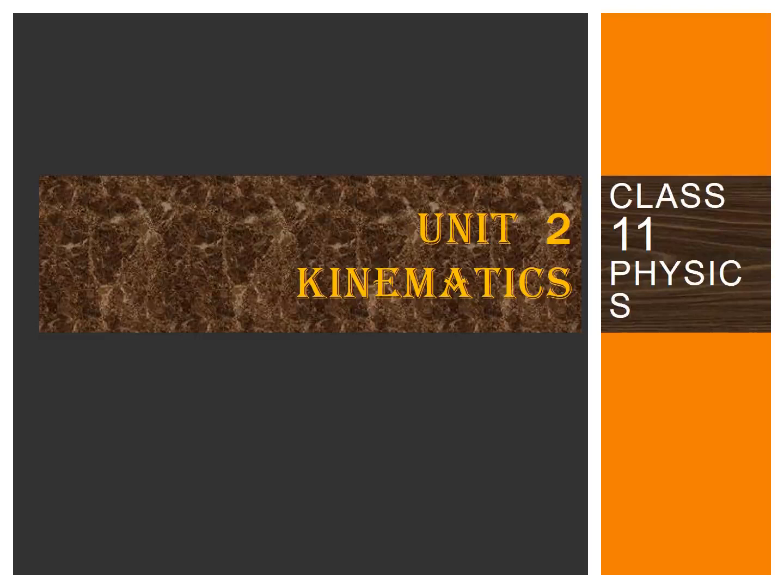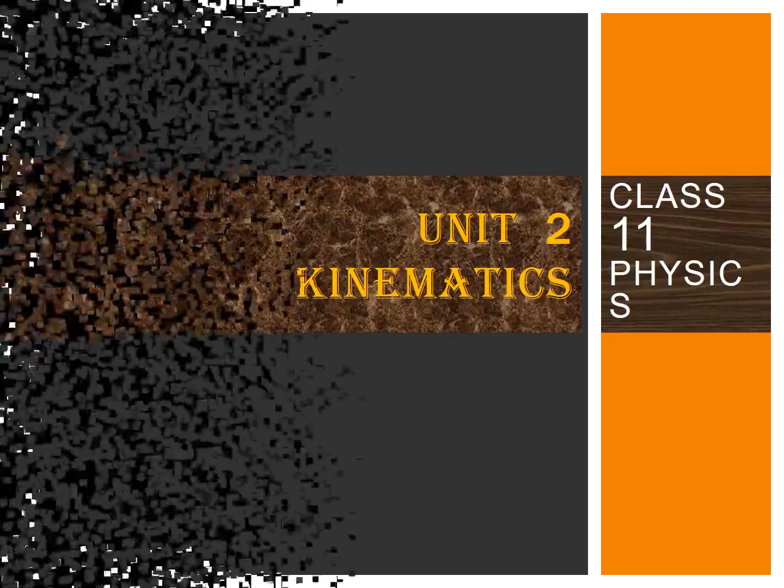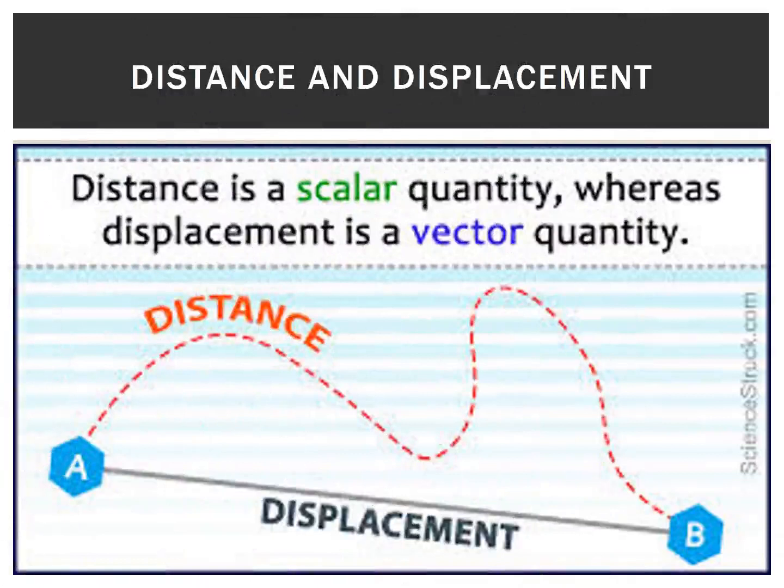Now, what is distance and displacement? Have you heard about it? What is distance and displacement? Distance is a scalar quantity, whereas displacement is a vector quantity. Vector means it determines both magnitude and direction. But scalar means only what? Magnitude.